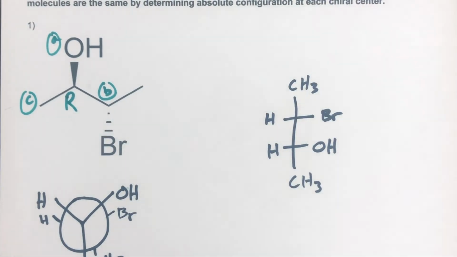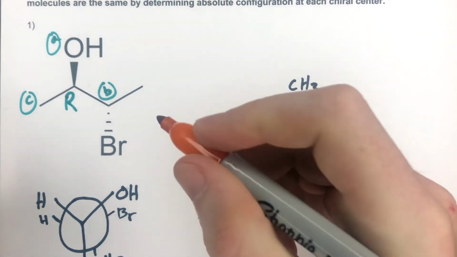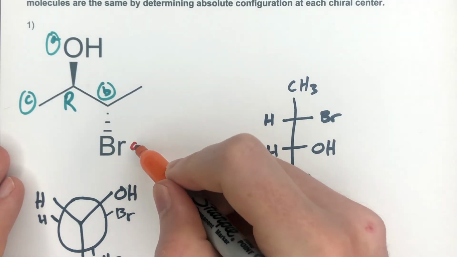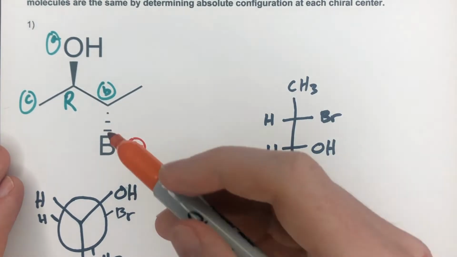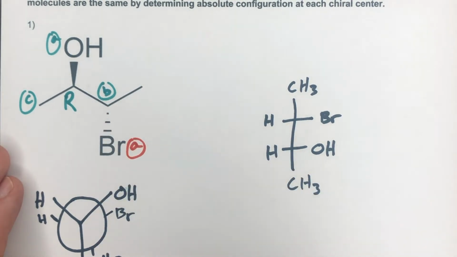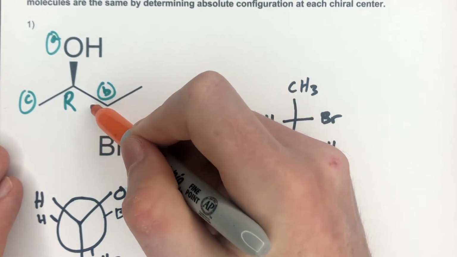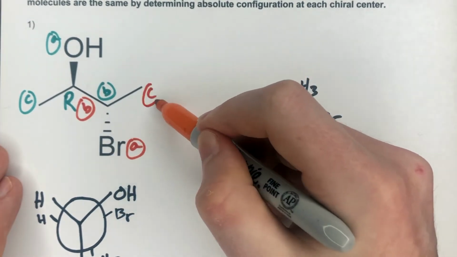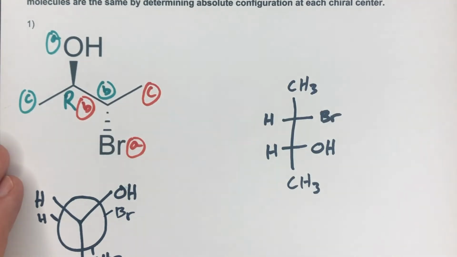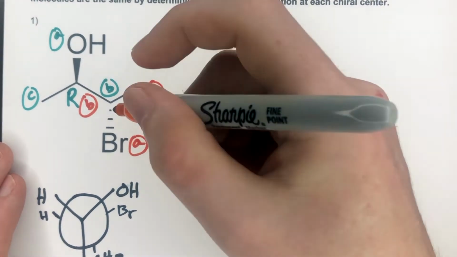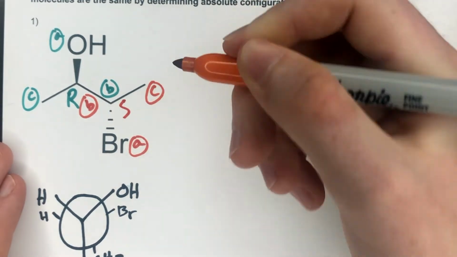Now I'll use a different color for the other chiral center to try to make it as clear as possible. So again, this bromine is highest priority. And then now we have to compare this carbon to this carbon. Again, it's a methyl compared to a carbon bound to an oxygen now instead of a bromine. So this is B. And then C is the methyl group here. This looks like R. The hydrogen is coming out of the plane. It's on the wedge. So this is in fact S.